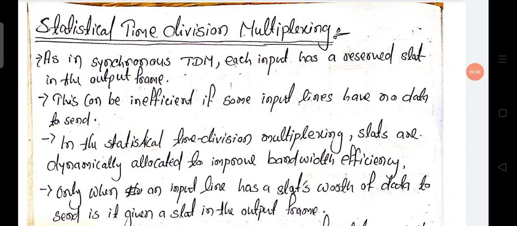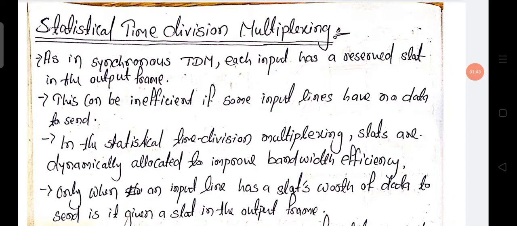Let us see. In synchronous time division, each input has a reserved slot in the output frame. What happens in synchronous time division multiplexing? If there are 4 inputs, then 4 time slots are reserved for those 4 inputs. For each input there is 1 time slot reserved. But that reservation of time slots is the disadvantage.